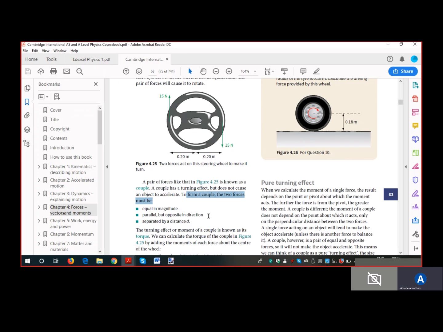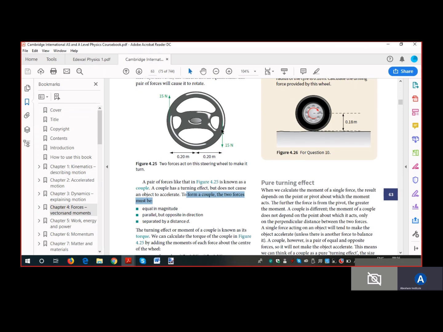Parallel but opposite in direction. Parallel but opposite in direction means anti-parallel. Okay, so one is this way, the other is this way. They are parallel but opposite in direction. If you are taking mathematics, you will learn that this means anti-parallel. If you extend these arrows, they won't meet, but because they are in opposite directions, we say anti-parallel.